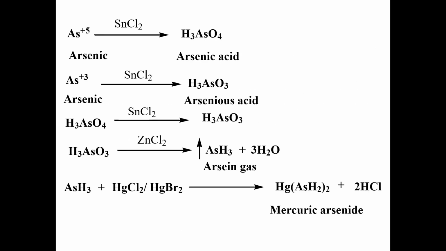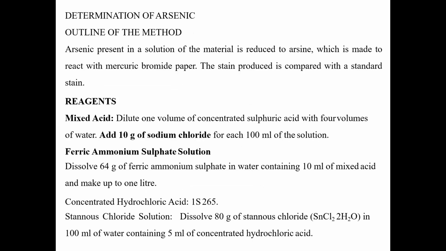So that means arsenic acid gives arsenious acid, from which arsine gas AsH3 is formed, which reacts with mercuric chloride paper or mercuric bromide paper. Definitely there is mercury arsenide, which stains yellow. Then we have to compare. That is how we determine the arsenic.